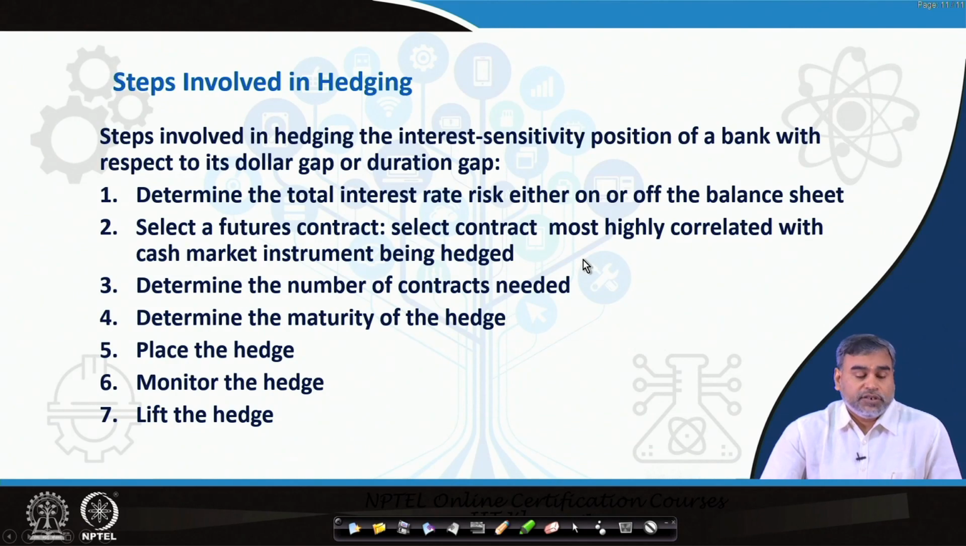Then in terms of hedging, there are different steps with respect to the dollar gap and duration gap. Determine the total interest rate risk on or off the balance sheet. Select a future contract which should be highly correlated with the cash market which is being hedged. Determine the number of contracts which are needed. Determine the maturity of the hedge. Place the hedge and regularly monitor whether the hedge is really working or not, and finally lift the hedge. These are the regular steps commercial banks or any financial institutions follow if they want to hedge the interest rate risk in the market, or hedge the losses from a change in the interest rate.